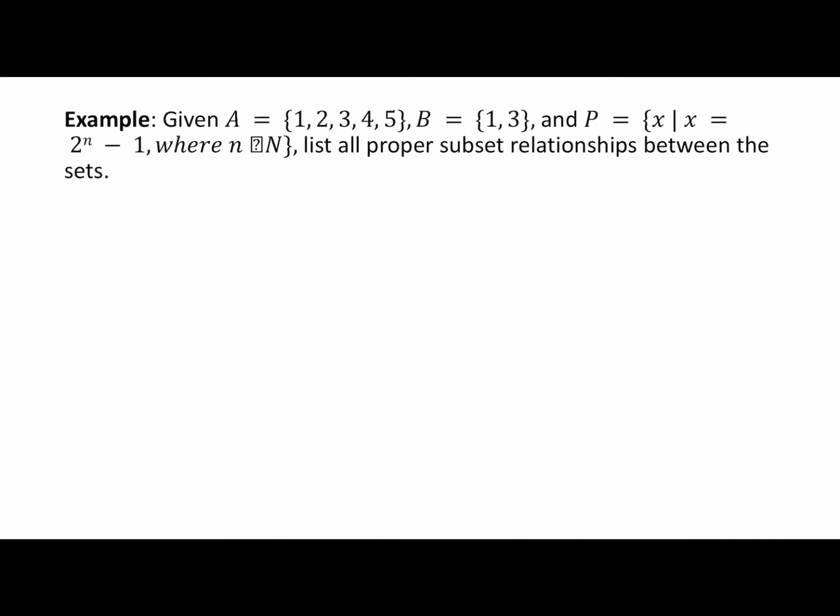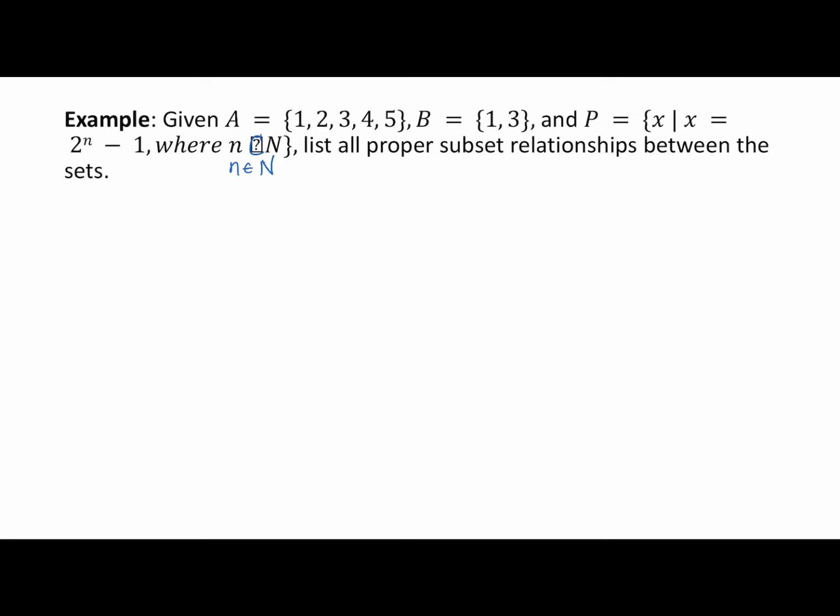All right, let's look at another set of sets. So A is going to be the set {1, 2, 3, 4, 5}. B is the set {1, 3}. And P is the set of all x such that x equals 2^n minus 1, where n is an element of the natural numbers. (My symbol got erased.) All right, so I want to list all proper subset relationships between these 3 sets.